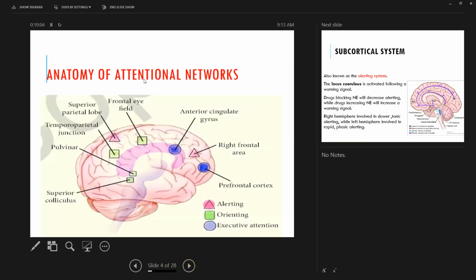In this diagram, we have the anatomy of the attentional networks. The triangle is associated with alerting, that is the superior parietal lobe and right frontal areas. The square with the green dot is orienting, that is the temporoparietal junction, frontal eye fields, pulvinar, and the superior colliculus. And the circle with the blue dot is executive attention, that is the anterior cingulate gyrus and the prefrontal cortex.